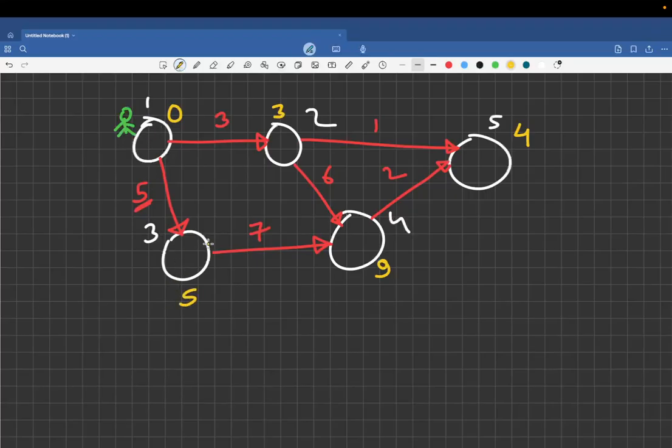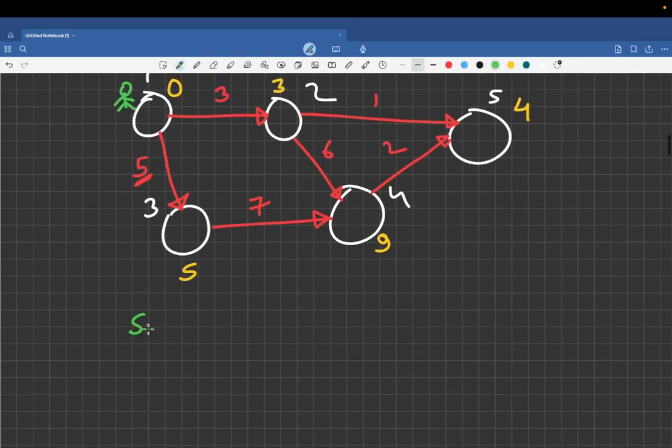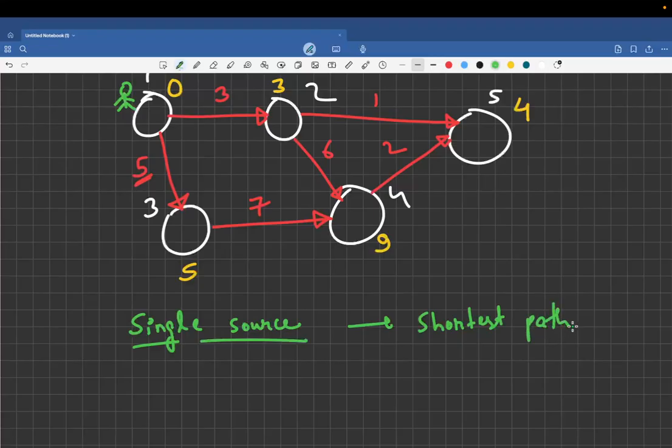So this is what the problem is. You need to output the length of the shortest path from city 1 to every other city. I hope the question is clear to each and every one of you. Now to solve this problem, if you just notice, we have a single source, and we need to find the shortest path to every other city, to every other node, you can say.